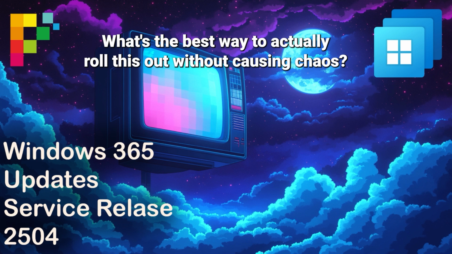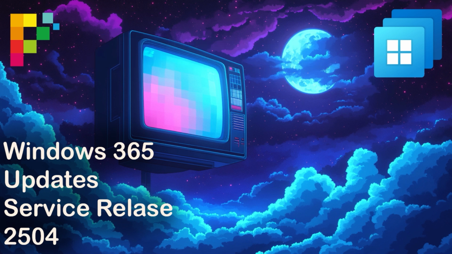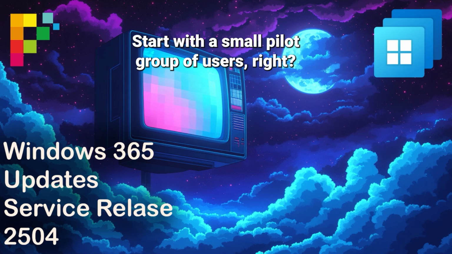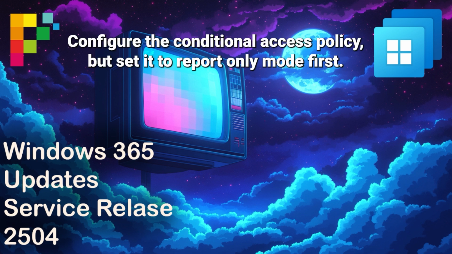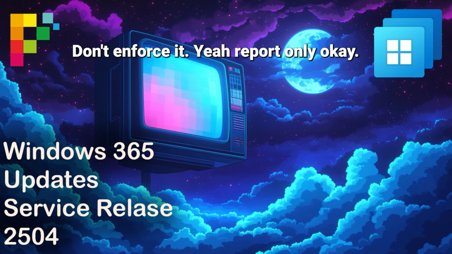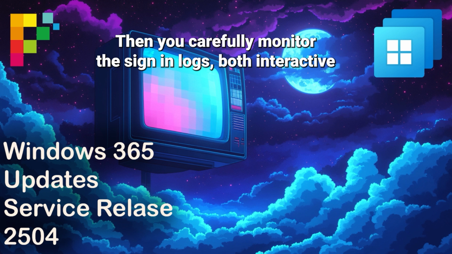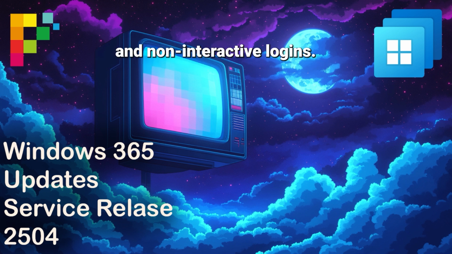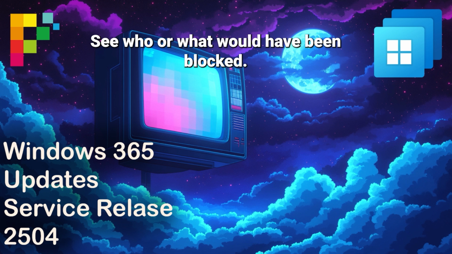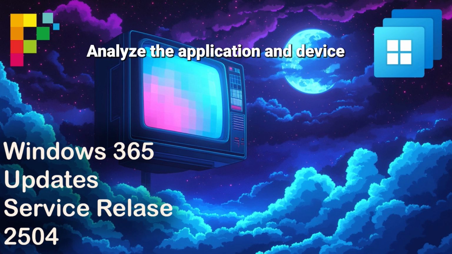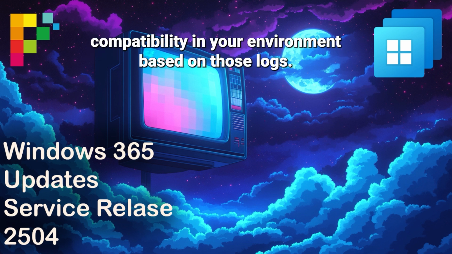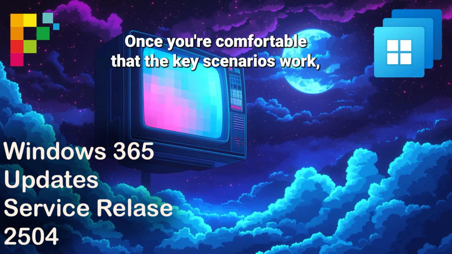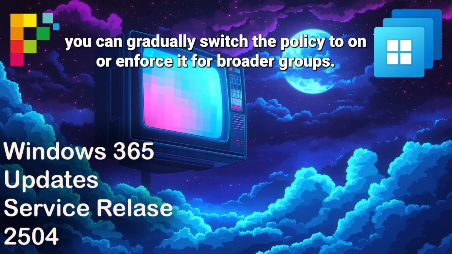What's the best way to actually roll this out without causing chaos? Definitely phased rollout. That's the key. Start with a small pilot group of users. Right. Configure the conditional access policy, but set it to report-only mode first. Don't enforce it yet. Report only. Okay. Then you carefully monitor the sign-in logs, both interactive and non-interactive logins. See who or what would have been blocked. Analyze the application and device compatibility in your environment based on those logs. Once you're comfortable that the key scenarios work, you can gradually switch the policy to on, or enforce it, for broader groups.